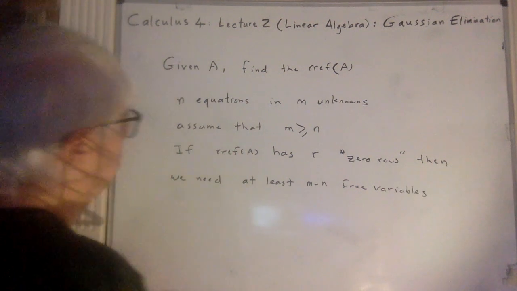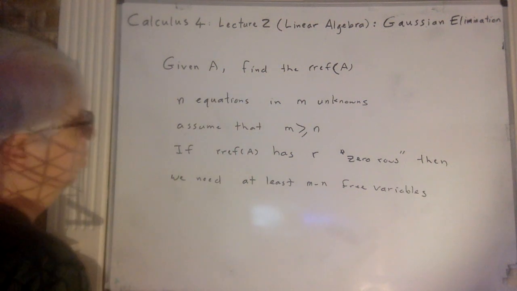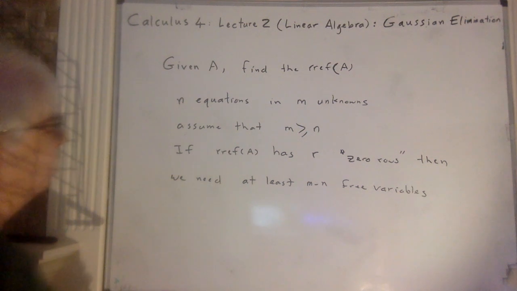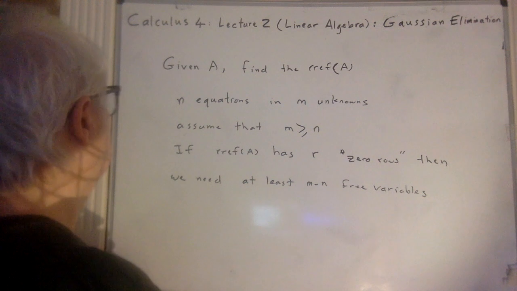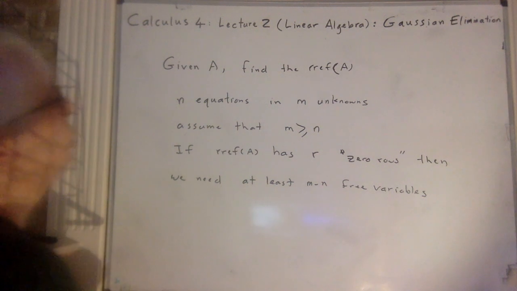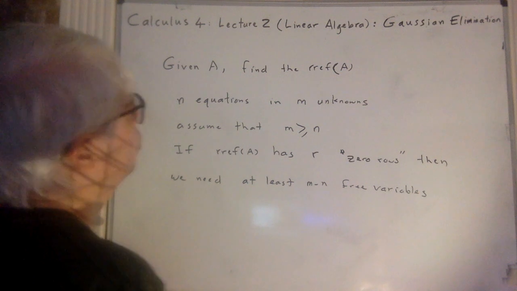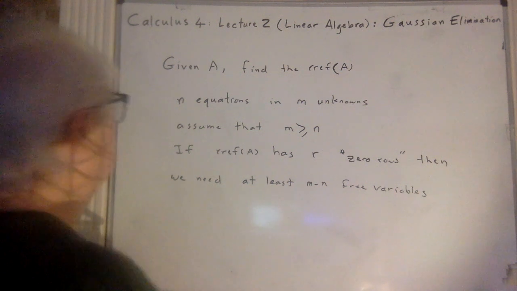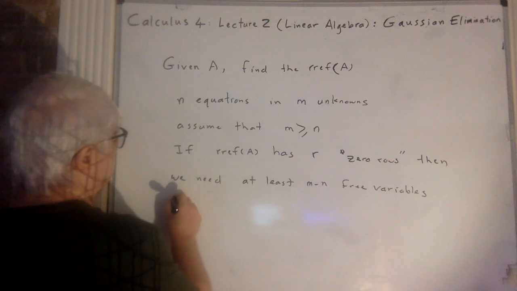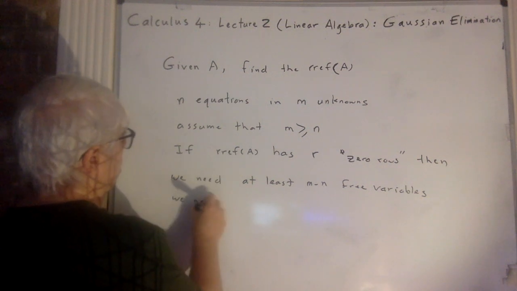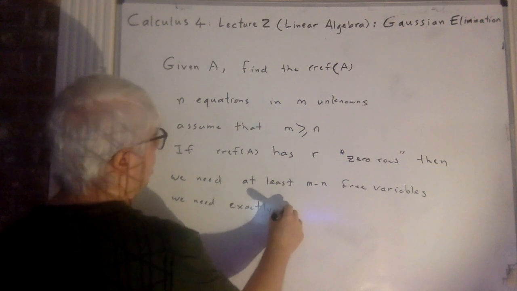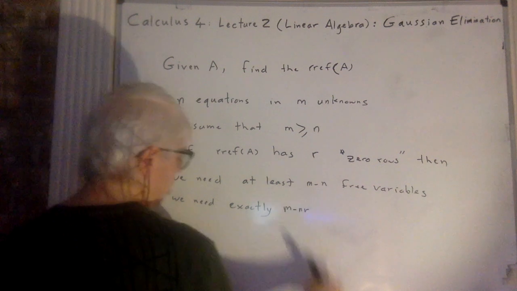But if I have more than that, then it's m minus n minus r. Let me see if that is true. That was the 3 equations and 5 unknowns. 5 minus 3 was 2. Yes. And exactly, we need exactly m minus n minus r free variables.